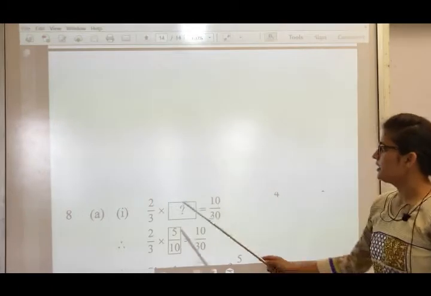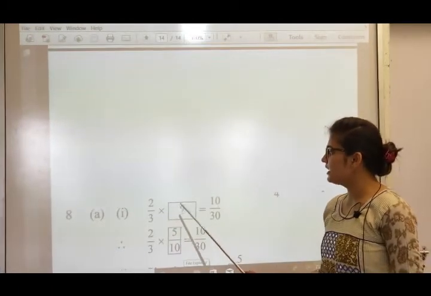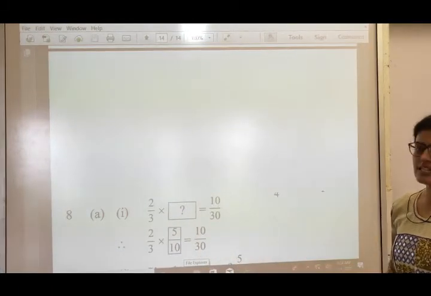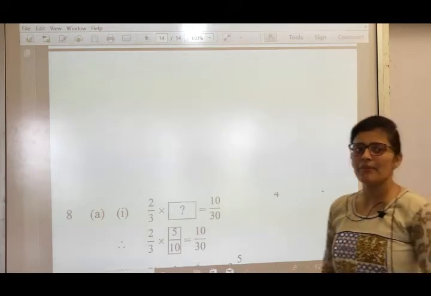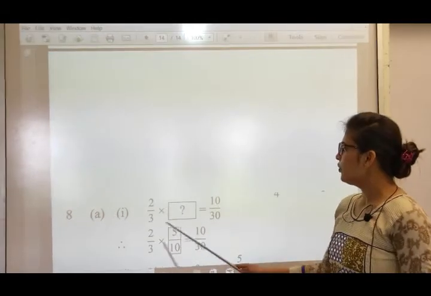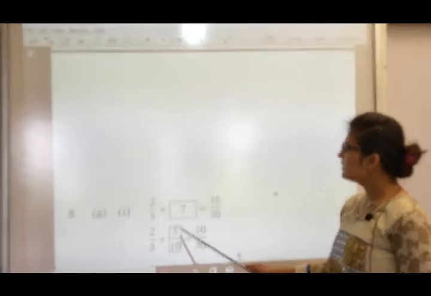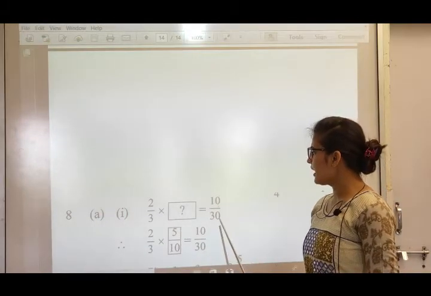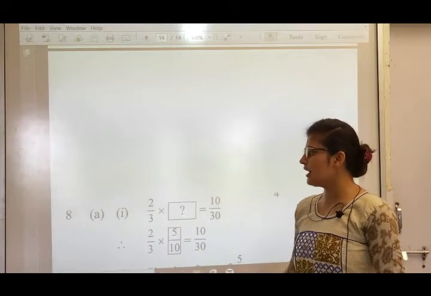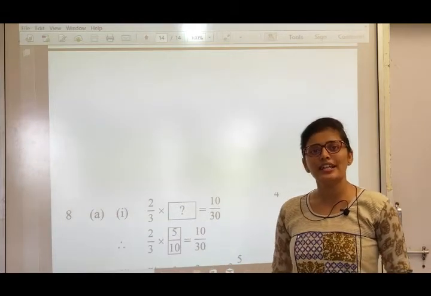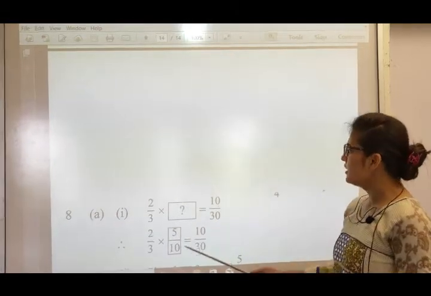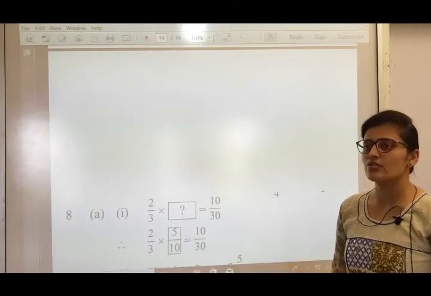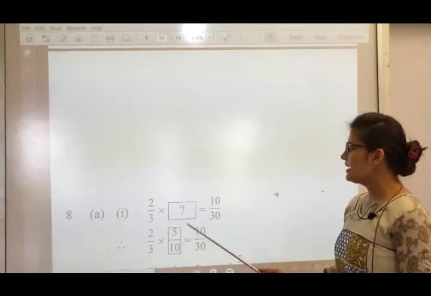Here you can see what we will multiply with the 2 so that we can get the answer as 10. Simple, we will multiply by 5. So the numerator will be 5. Now about the denominator. Here we want the answer as 30 and 3 we already have. So we have to multiply it by 10. 3 10s are 30. So the denominator will be 10. So the required fraction is 5 by 10.